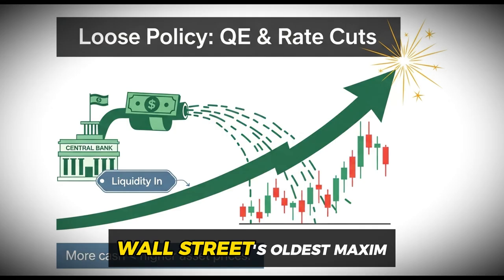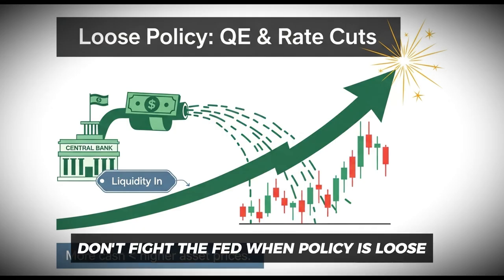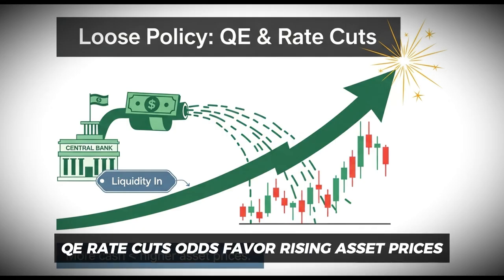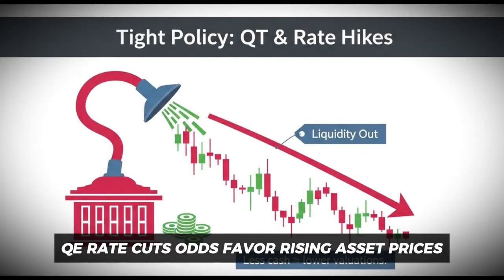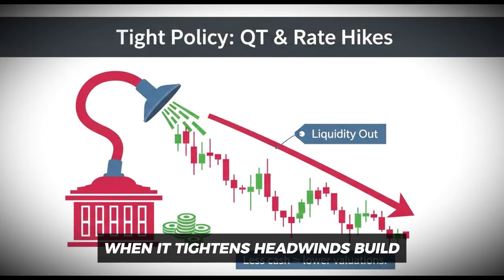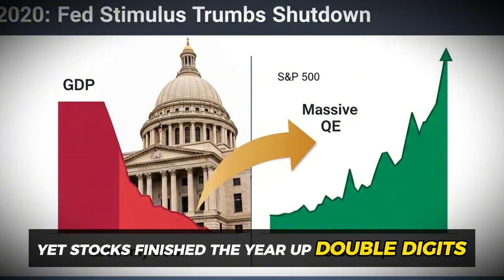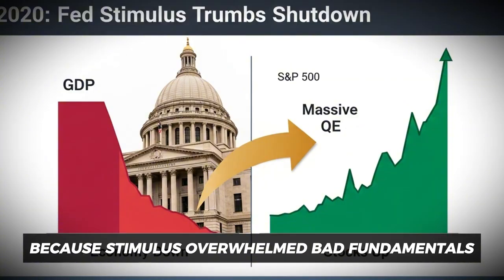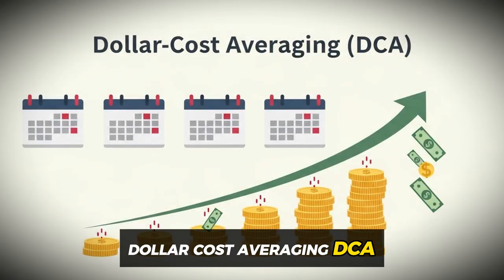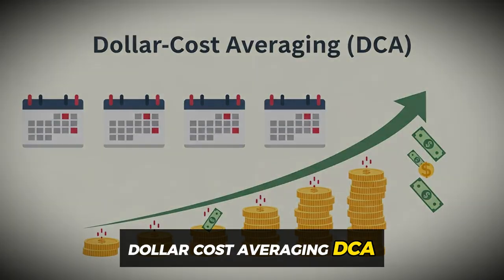Don't fight the Fed. Wall Street's oldest maxim. Don't fight the Fed. When policy is loose, QE, rate cuts, odds favor rising asset prices. When it tightens, headwinds build. 2020 proved the point. The real economy shut down, yet stocks finished the year up double digits because stimulus overwhelmed bad fundamentals.